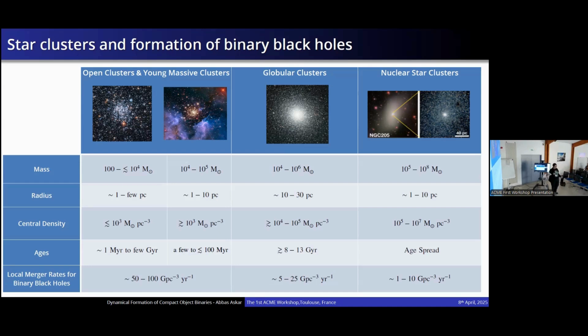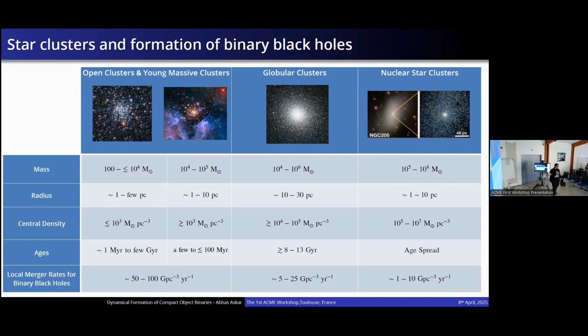Then globular clusters, these are also very interesting sites and very good laboratories for stellar dynamics, and I'll talk a bit more about them. Their typical masses are between 10^4 and 10^6 solar masses, and their central densities can be of the order of 10^5 solar masses per cubic parsec.